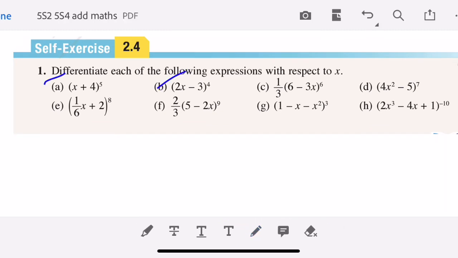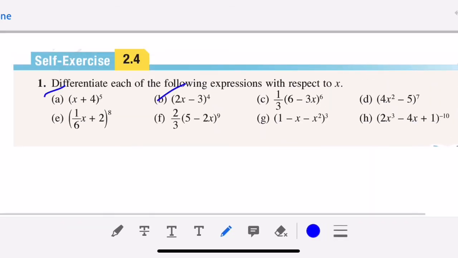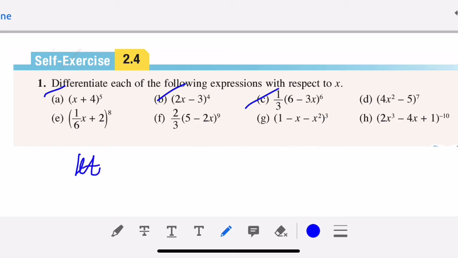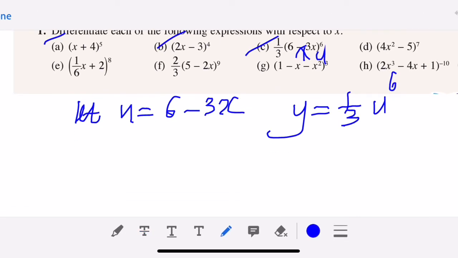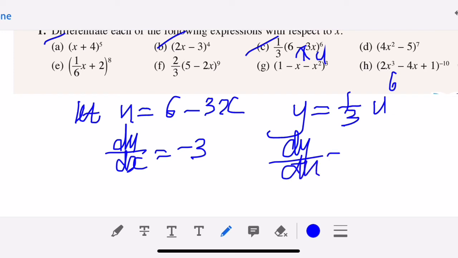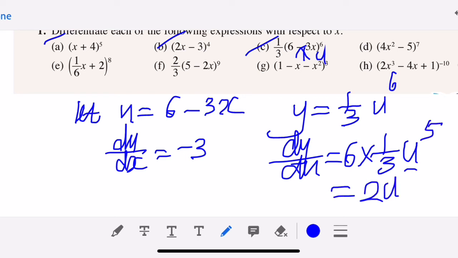Maybe I will discuss a few questions before I proceed to the next exercise. Example like this, question C. You can do it in two ways. Either you let u equal 6 minus 3x, so the function becomes y equals 1 over 3 times u to the power of 6. Now we differentiate: du/dx is negative 3, and dy/du is 6 times 1 over 3 times u to the power of 6 minus 1, which is 5. So it's 2u^5.